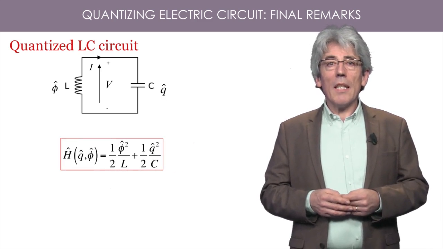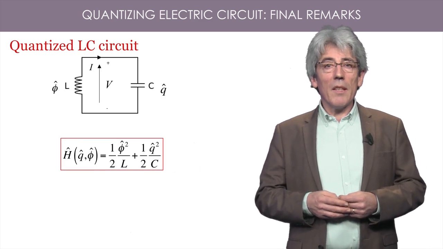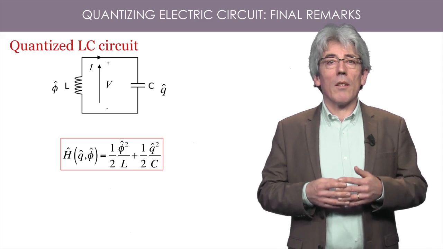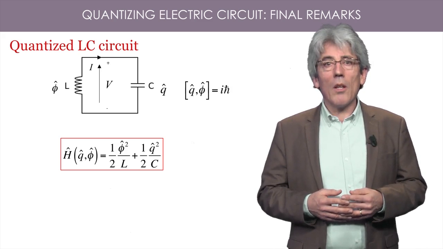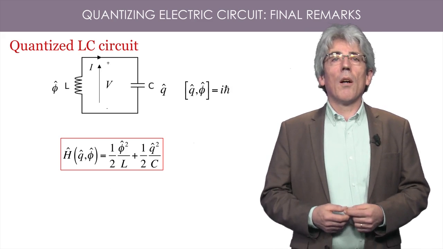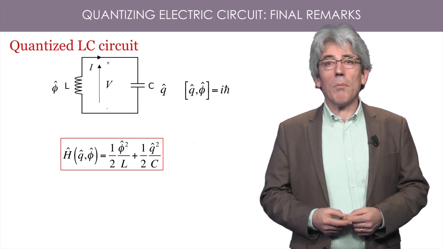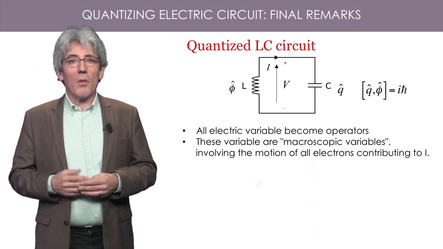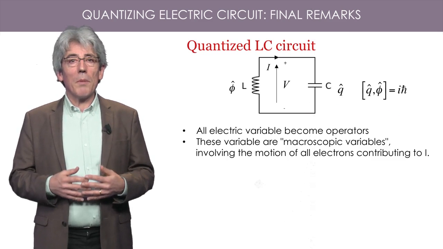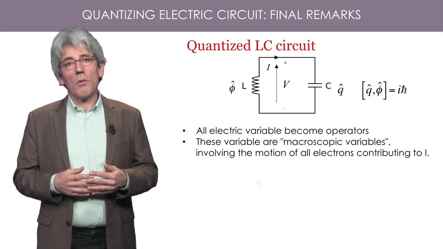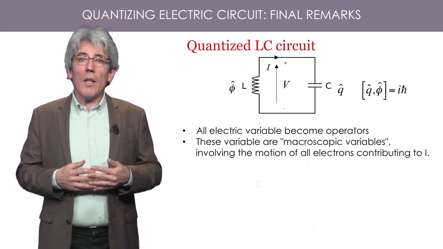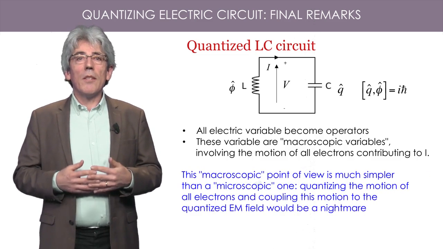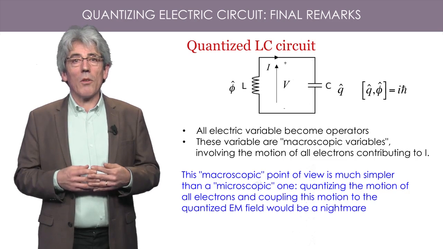When expressing the energy of the circuit as a function of these variables, one recognizes formally the Hamiltonian of a harmonic oscillator. In the quantum formalism, Q and phi are operators with a commutator equal to i h bar. No matter that these are macroscopic variables involving the motion of a macroscopic number of electrons contributing to the current I and interacting with the electromagnetic field. The macroscopic point of view adopted here is the good one for quantizing an electric oscillator.